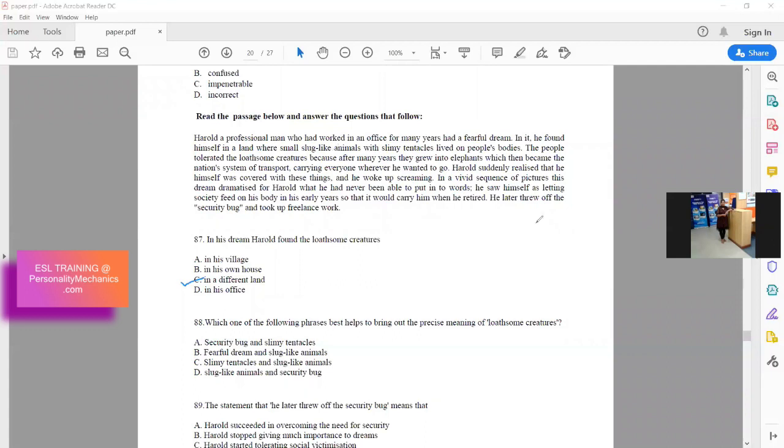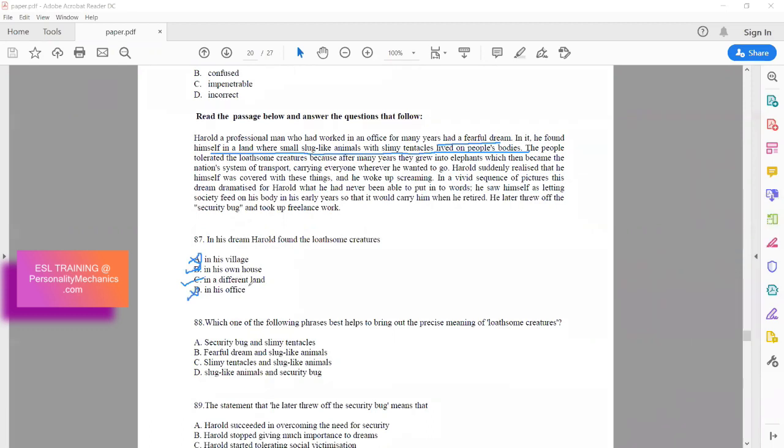Okay. So if you can read it here, Harold is a professional man who had worked in an office for many years, had a fearful dream. In it, he found himself in a land where small slug-like animals with slimy tentacles lived on people's bodies. So he's talking about a dream. It is not that he's finding himself in a village. He's not in his own house. He's not in his office. He's basically finding himself in a different land in the dream, right? So this is the understanding for this particular question, that is, in a different land.